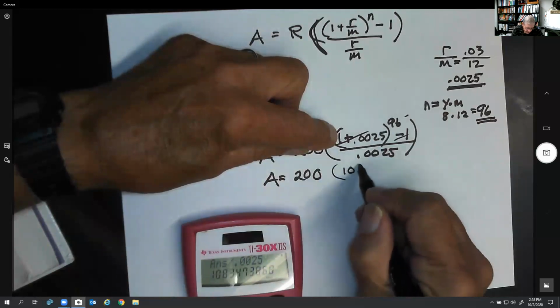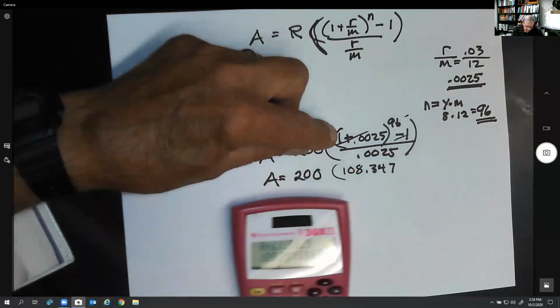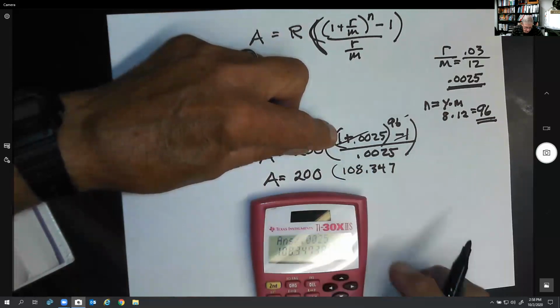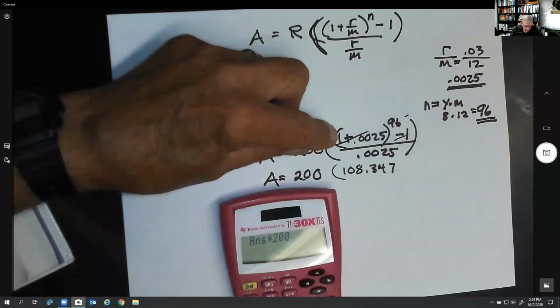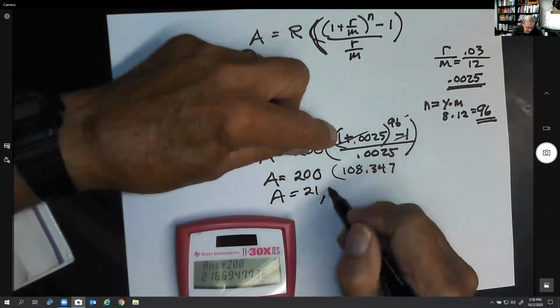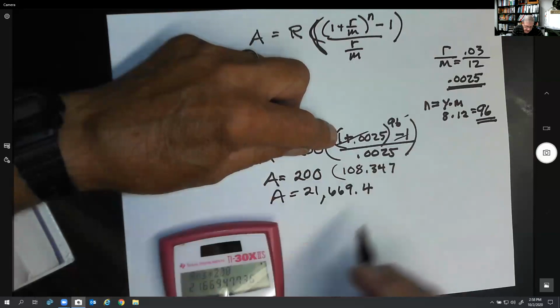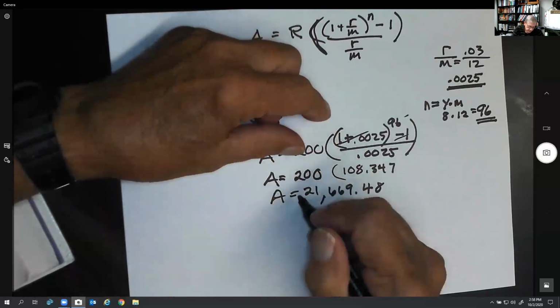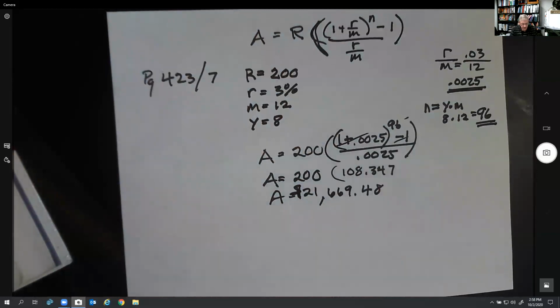I'm going to write it down just to see what it was, but I'm keeping it still on my calculator. Then I'm going to hit equal. Oh, no, I'm not going to hit equal. I'm going to hit times, because I already got an equal, times 200. And there's my number. $21,669.47. We'll round up a penny, 48 cents. Put a dollar sign there. So at the end of 8 years, if you put $200 a month into it, you should have this much.